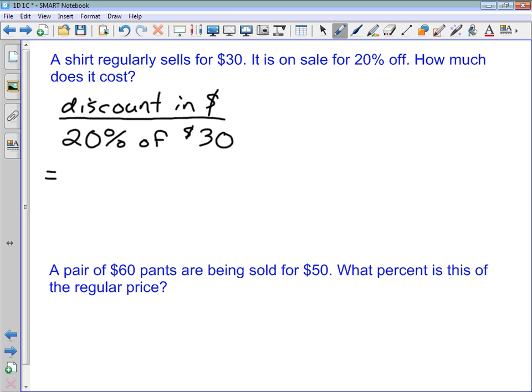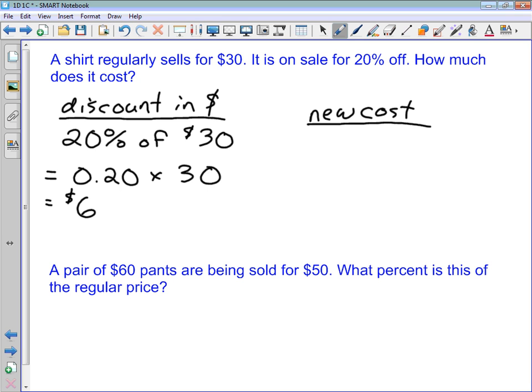How do we do this calculation? Well, we're going to take our 20%, we're going to change it into a decimal, 0.20, and multiply by our 30. Again, calculator, 0.2 times 30 gives us, I heard it, it's 6. So $6 is the amount of the discount. What are we going to do with that discount now that we've got it? Exactly. This gets taken off of our regular price. So let's just say over here that our new cost is going to be $30 minus $6. So our shirt costs $24.